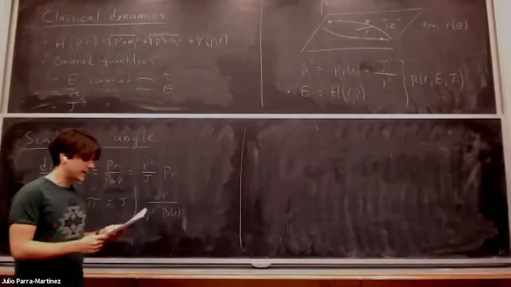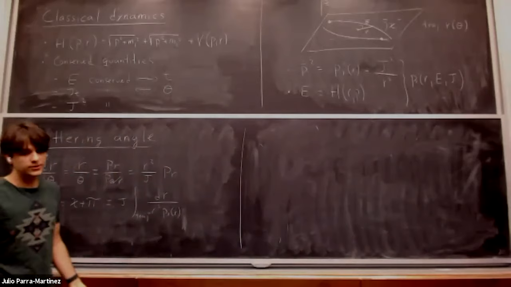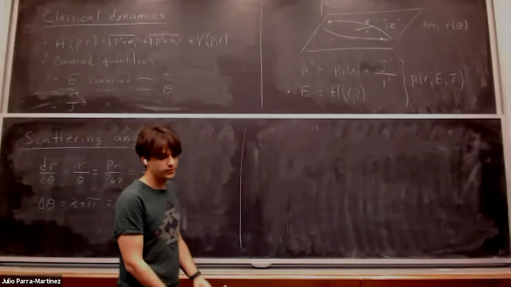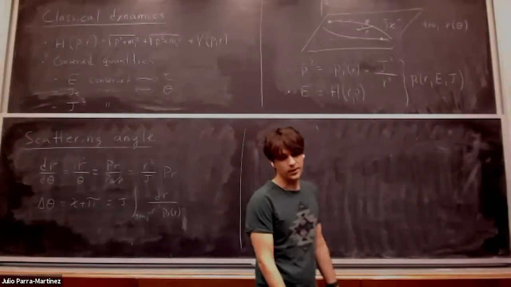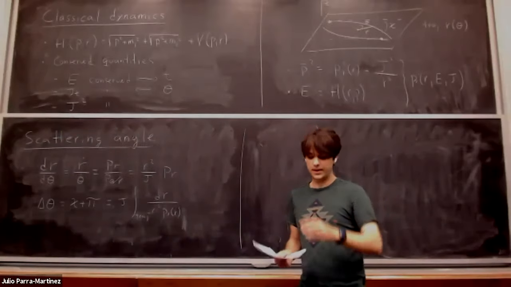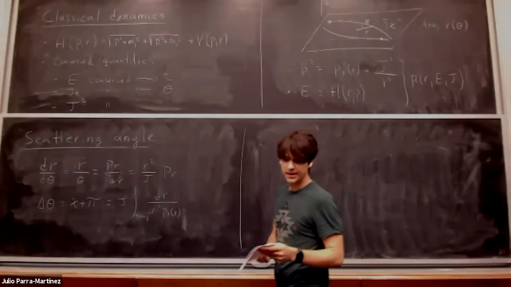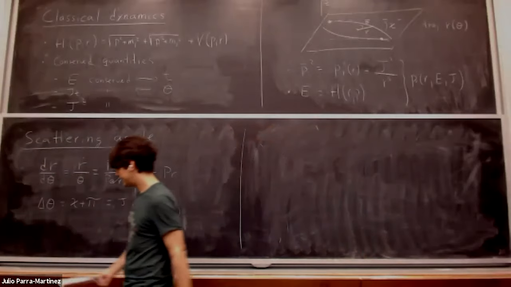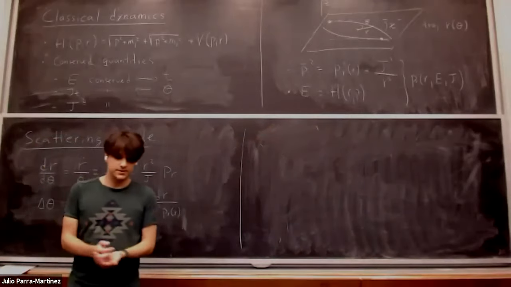So you might ask, is there a more direct route to observables that doesn't go through gauge dependent quantities? And that's what we're gonna do after the break. So now I guess we'll break for 5 minutes, and then I'll try to explain how to do that. Any questions?